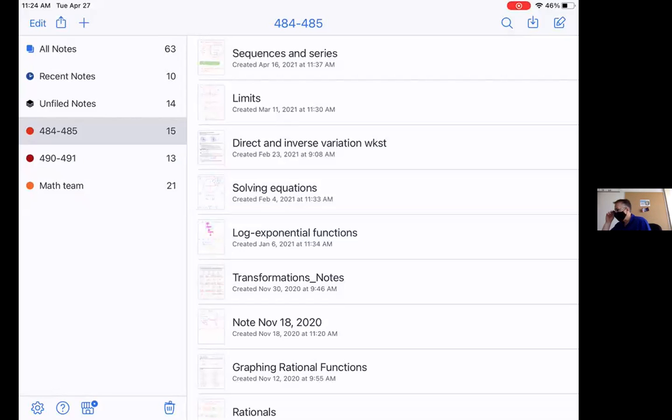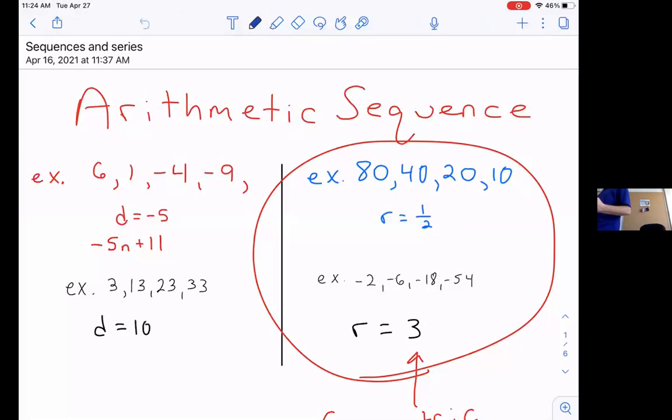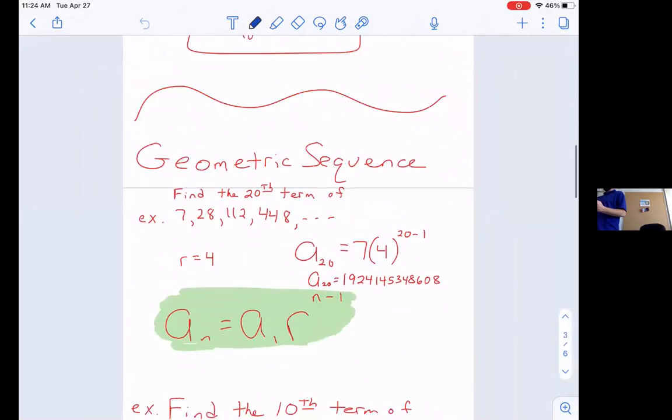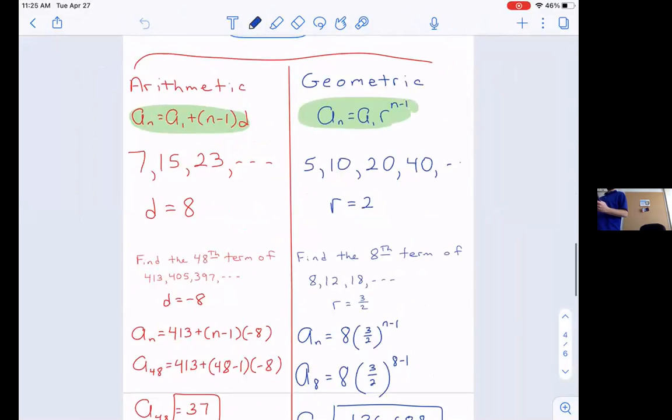So we're going to go to our notes. Let's open up the sequences and series note sheet that we were working on before. We had an arithmetic sequence is kind of where we started. In fact, I'm going to scroll down to where our notes were because they were clearly divided here in our last class. So arithmetic sequence on the left, geometric sequence on the right.